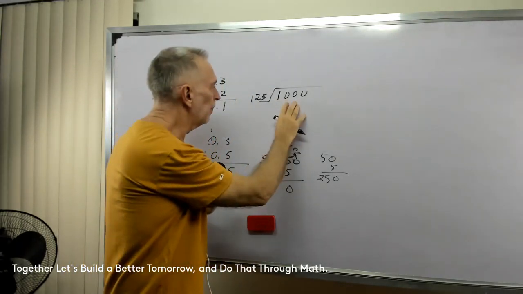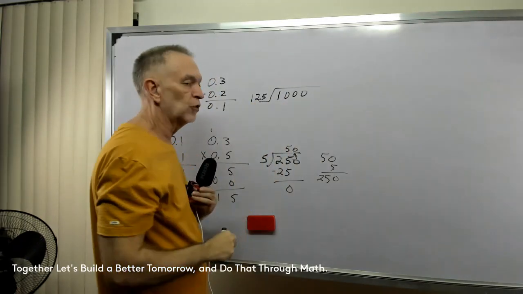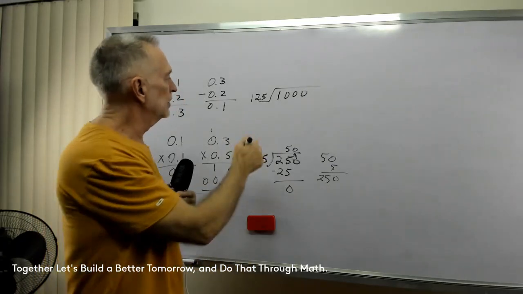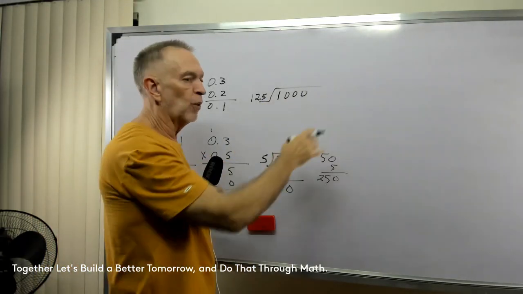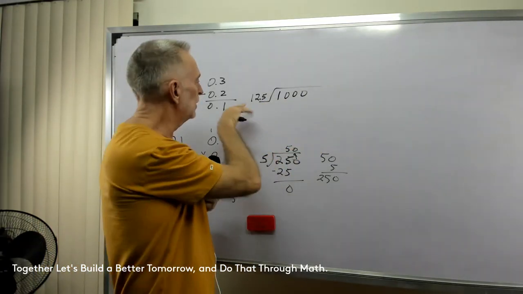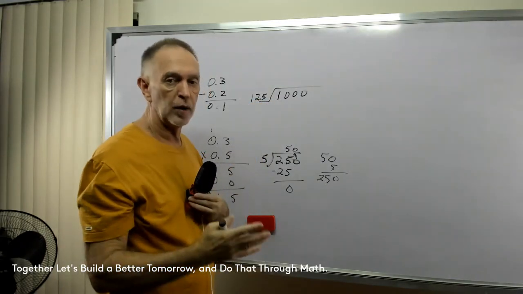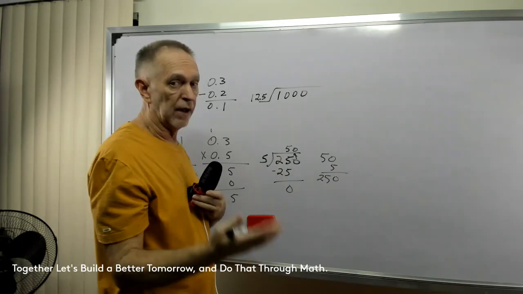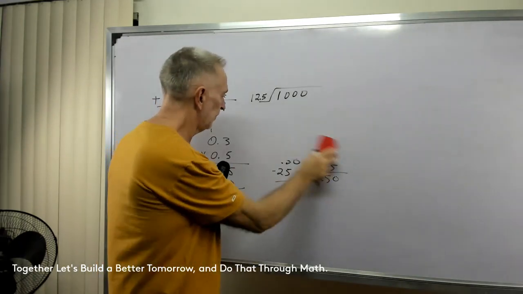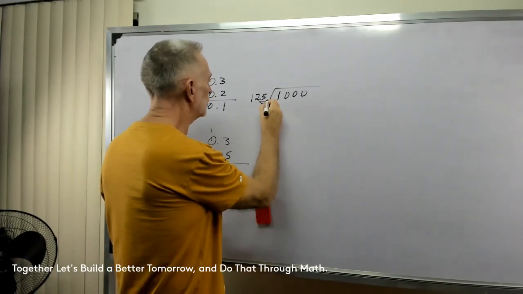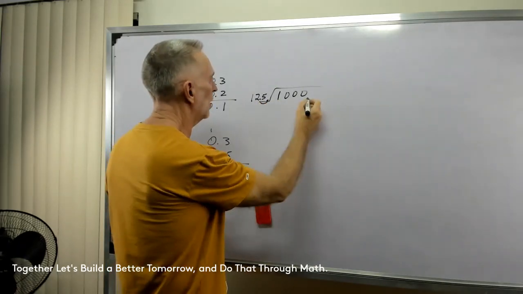I have 1,000 divided by 12.5. The key to this is move the decimal point however many times you need to move it to the right until you get a whole number, a number without a decimal. Okay? So this 12.5, I would move the decimal point once to the right.